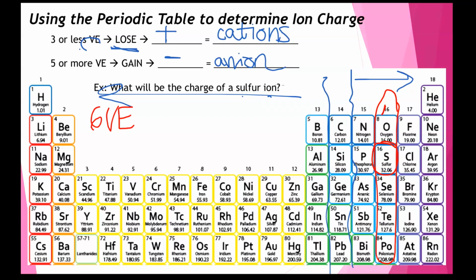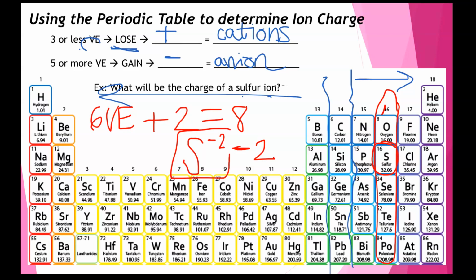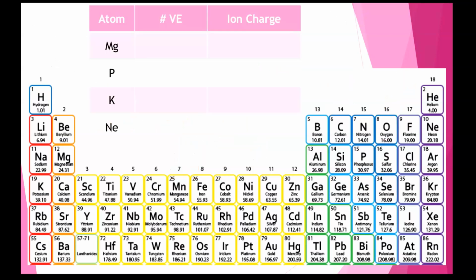So we definitely have 5 or more, so we're going to gain electrons to get to 8. We need 2 more electrons to get to 8. So if we gain 2 electrons, that's going to give us a charge of -2. If we want to write that in something called ion notation, we start by writing the chemical symbol, capital S, and then we put this -2 as the superscript, to show that we have an S2- ion. So let's take a little practice here with our periodic table.